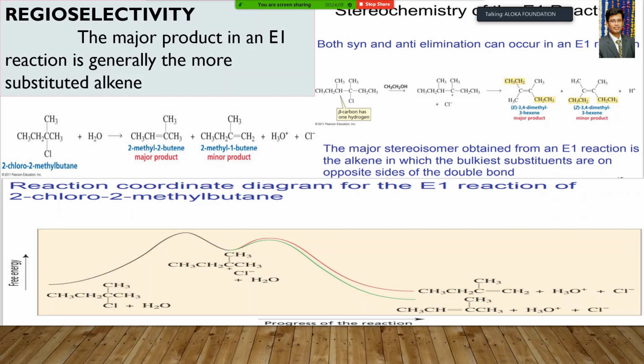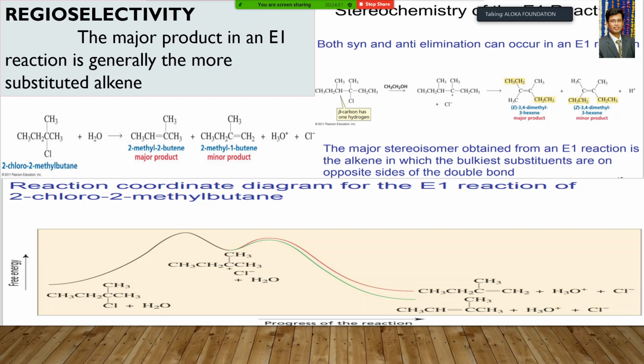Regioselectivity means what are the major products. So when the reaction occurs, the product will be either regioselective or regiospecific. Regioselective means you get a single major product. Its concentration will be more. Let's just take an example of 2-chloro-2-methylbutane. When it reacts, your major product will be 2-methyl-2-butene, and the minor product will be 2-methyl-1-butene. So this is called regioselective. You get one product which is major compared to the others. Why? We will be explaining.